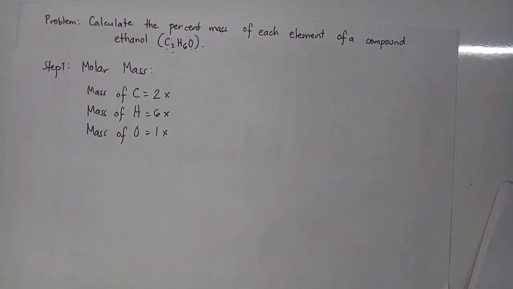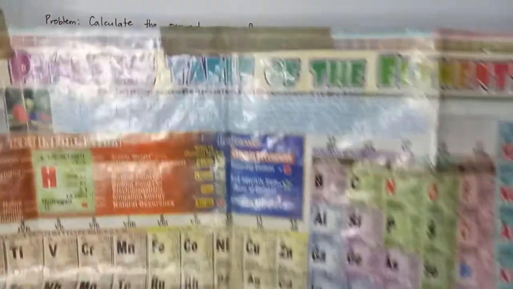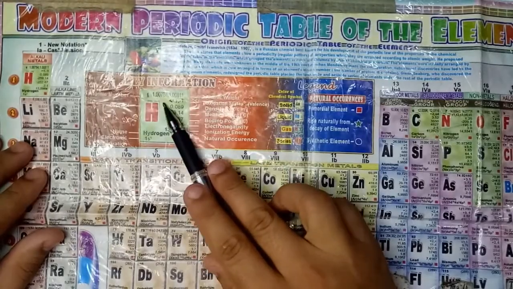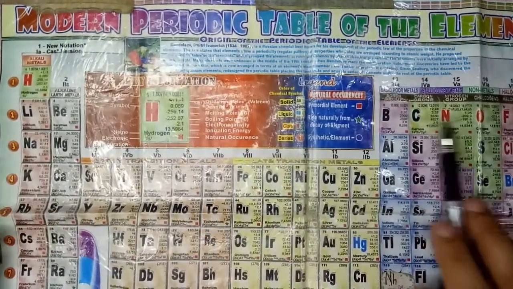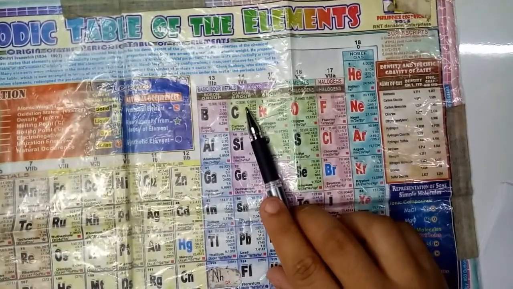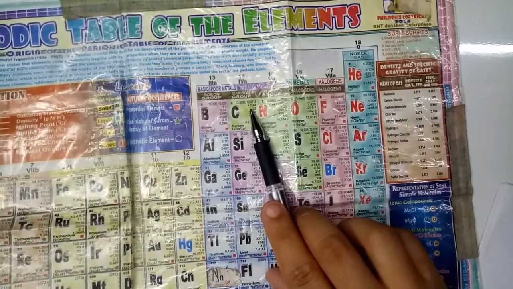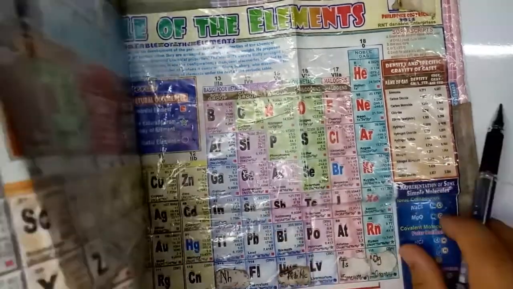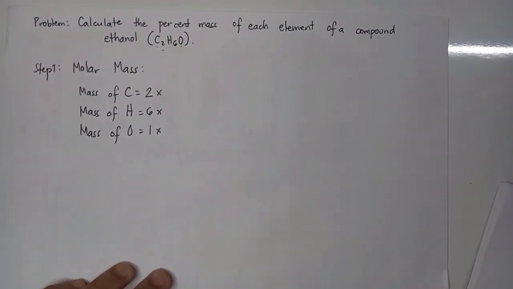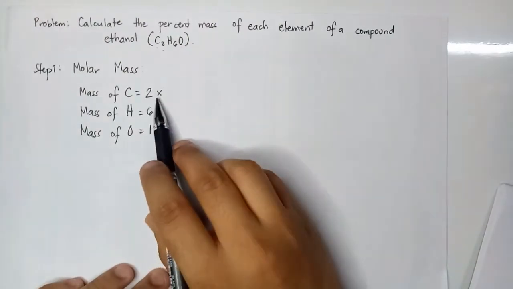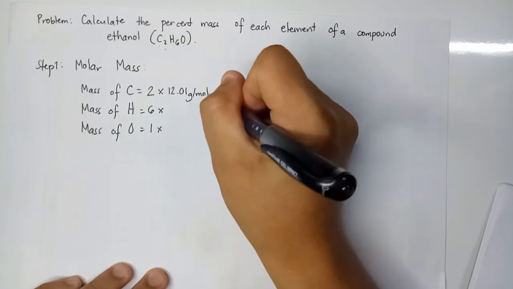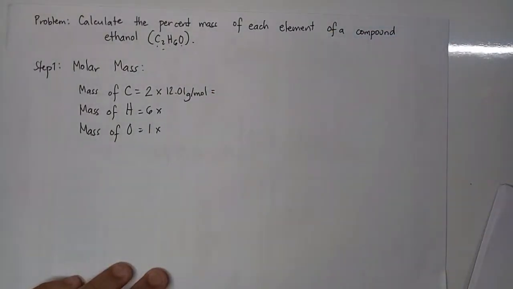If you have a periodic table of elements, dito natin siya makikita. For example, carbon. Ano ang mass ng carbon? We have 12.01. Sometimes it is given na sa ating problem. So, 2 times 12.01 gram per mole is equal to what?